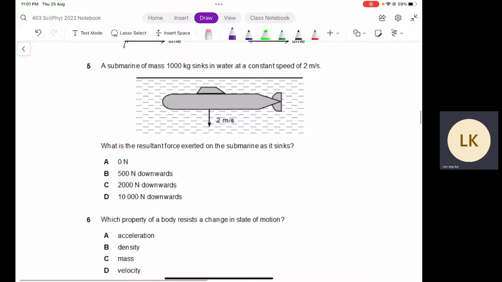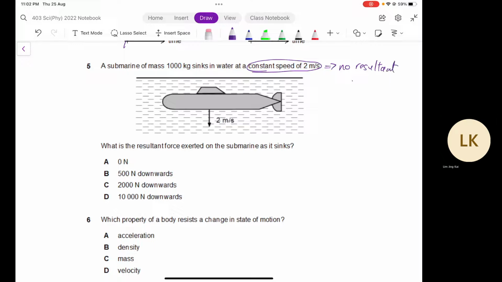Question 5. A submarine of mass 1000 kg sinks in water at a constant speed of 2 meters per second. What is the resultant force exerted on the submarine as it sinks? When you talk about sinking at constant speed, you have to be very careful, because the words constant speed actually denote there is no resultant force. So do not be fooled by the question. The answer for question 5 is just A.